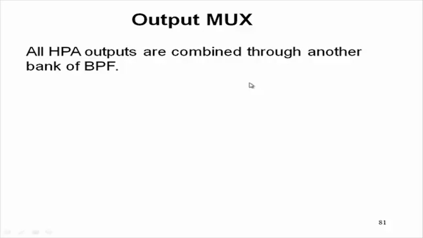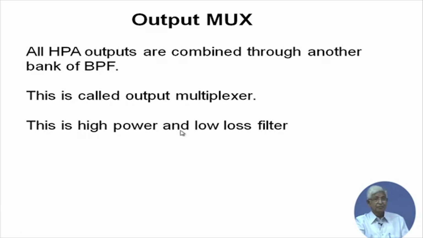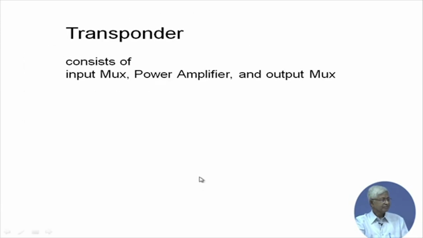Then the output of each of these amplifiers has to be combined again, so we use another multiplexer, which is the output multiplexer. All HPA outputs are combined through another bank of band pass filters. These band pass filters are difficult to design because they have to handle high power, since the power amplifier has already been put in. This is a high power and low loss filter, and the output mux, or O mux, is connected to the transmit antenna.